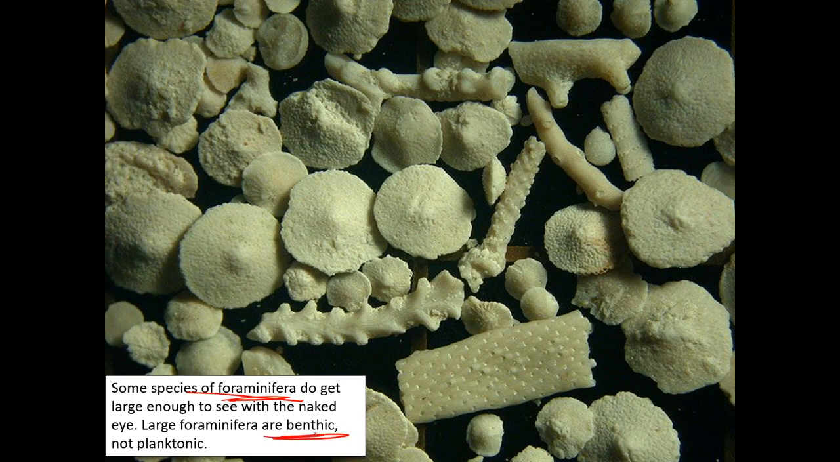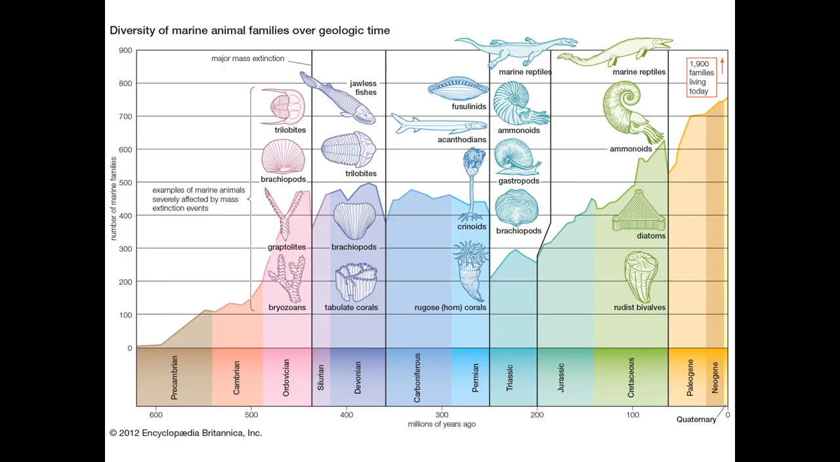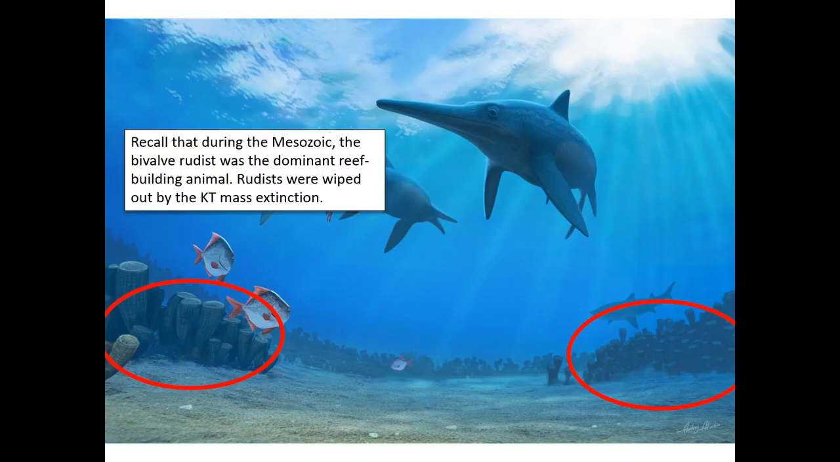So they're benthic. Benthic means existing on the bottom of the ocean, not planktonic. Planktonic means you're floating in the ocean.